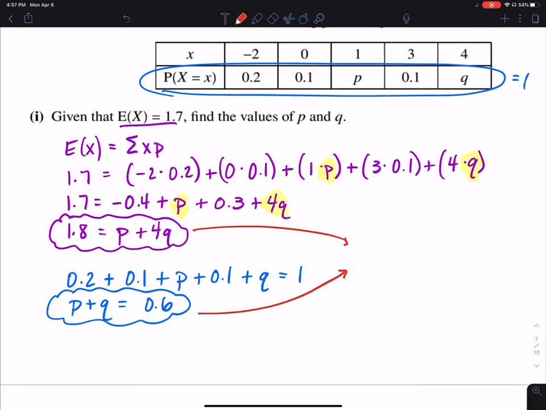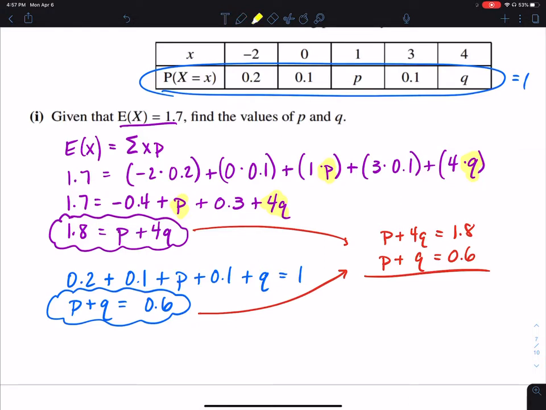And notice that in this one, my P and my Q are kind of on the right side, so I'm going to reverse that. So I'm going to have P plus 4Q equals 1.8, and then I'll have P plus Q is equal to 0.6. Now you guys can solve this any way you want.